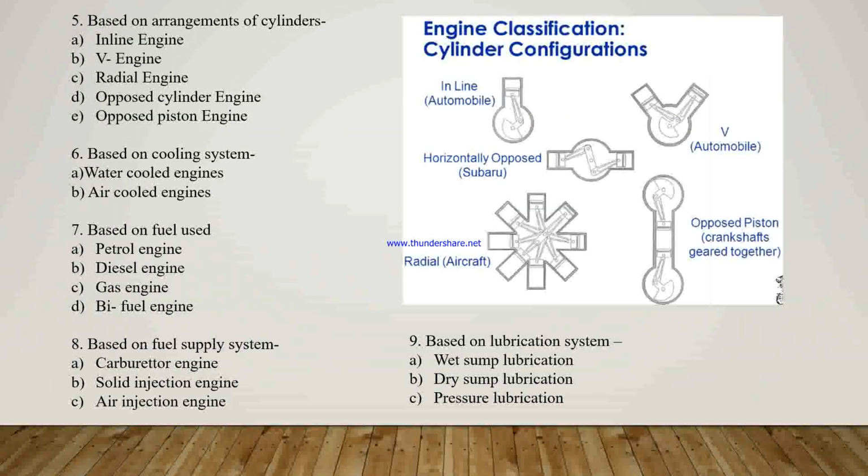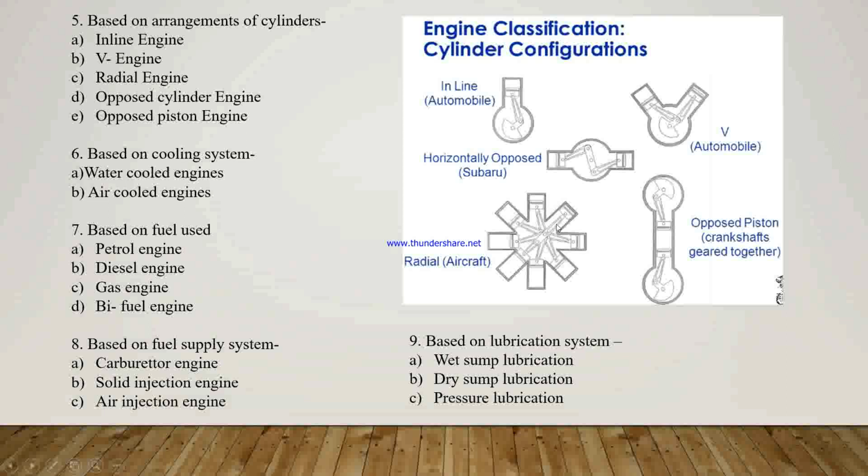Second is the V engine. These engines contain two banks of cylinders connected to the same crank and crankshaft, and their axes are inclined to each other. Here we can see the V engine. Next is the radial engine. In the radial engine, the cylinders are arranged radially and are connected to a single crankshaft.